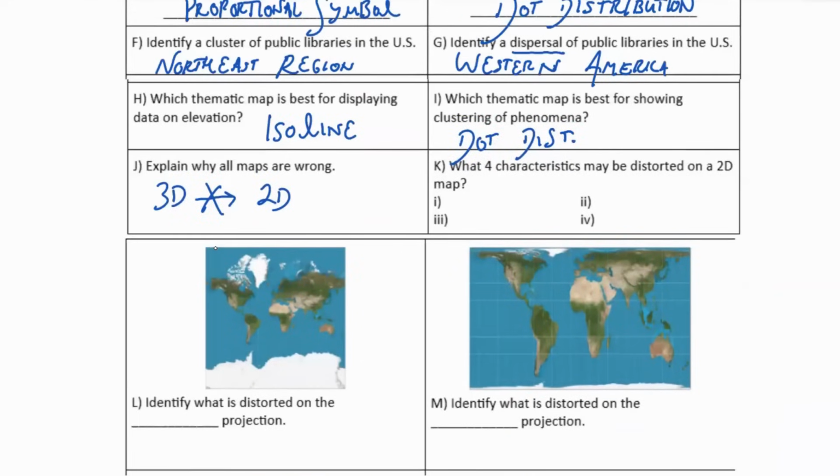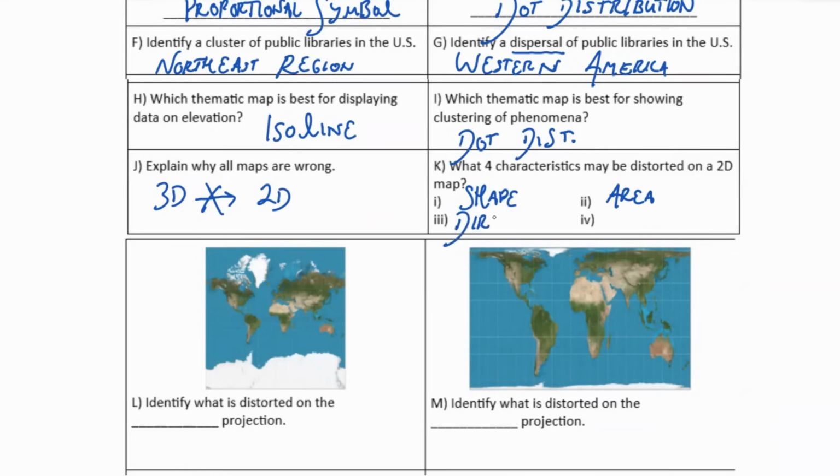And so what are the four characteristics that may be distorted? The first one is shape. We're looking at the shape of the land masses. The next one is area. And when we discuss area, we really mean the size of the land masses. So you can use area or size synonymously. But if you're on the AP exam and a multiple choice question asks you about area, they're really talking about the size of the countries.